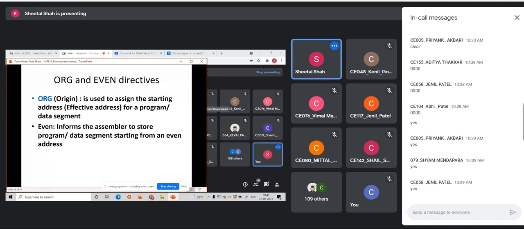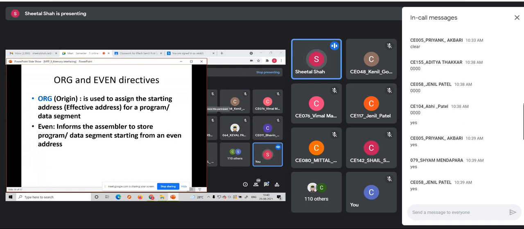EVEN means what? If I write EVEN, the next variable or the next instruction, it can be used in any of the segments, would start at the next even address instead of an odd address. Are you getting me? Okay.